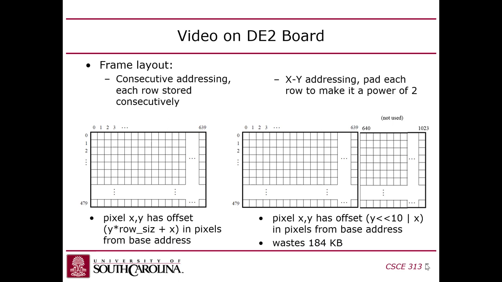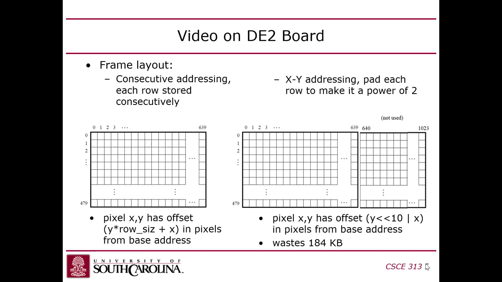Something else I wanted to mention about that. There's also XY addressing sometimes people use, which is very similar, except in that case, you're taking the row size and rounding it up to the next power of 2. So if I have 640 columns, I'll just round that up to 1,024, which is the next closest power of 2. That way I waste all these pixels between 640 all the way up to 1023, I just waste them. But the advantage of that is that doing the addressing doesn't require a multiply.